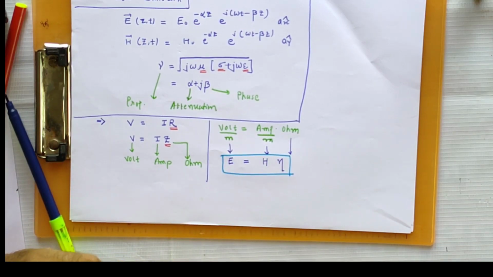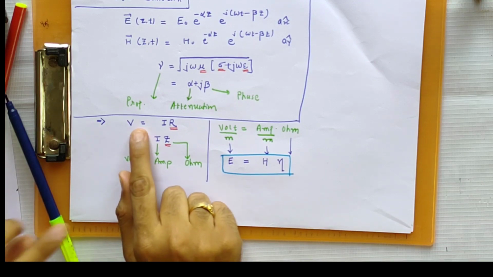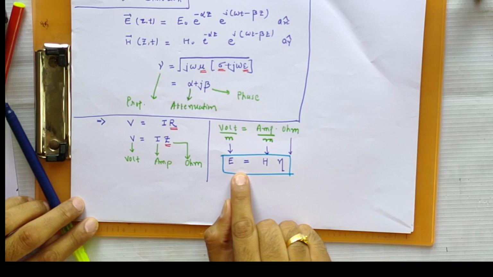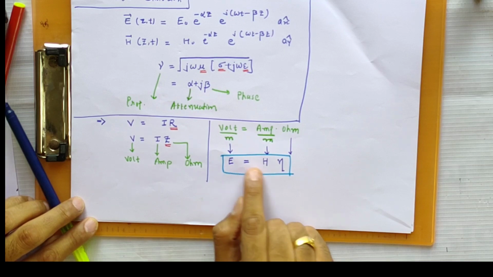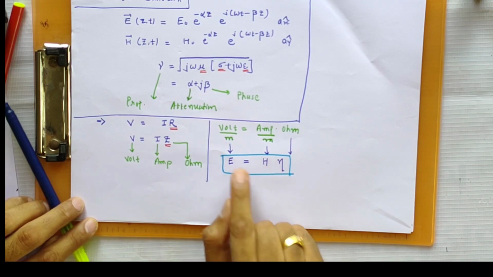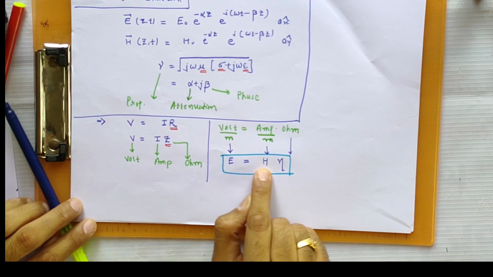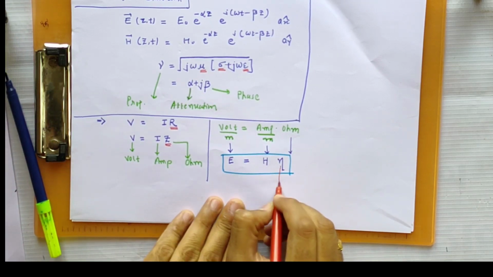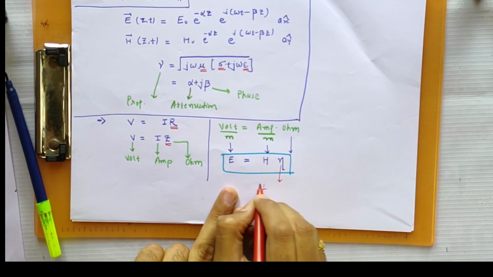In a circuit it is V is equal to IR or V is equal to IZ, but in terms of the electromagnetic wave it is E is equal to H into N. E is the electric field intensity, H is the magnetic field intensity. So the question is, what is N? N is known as intrinsic impedance.